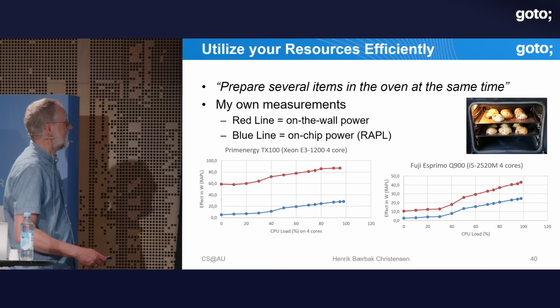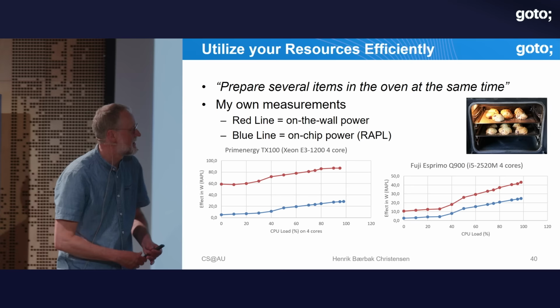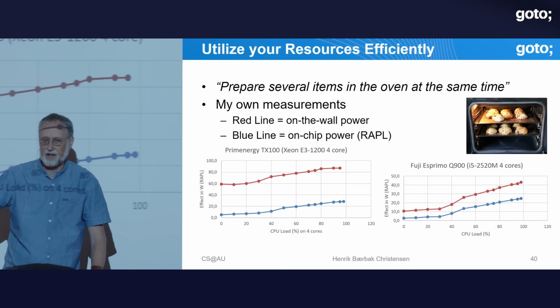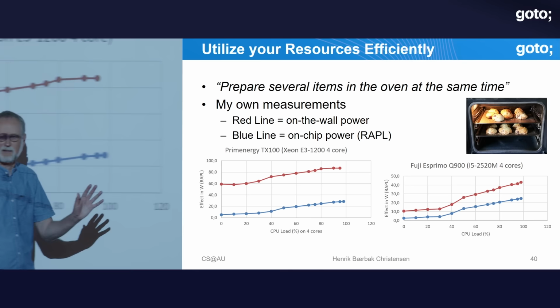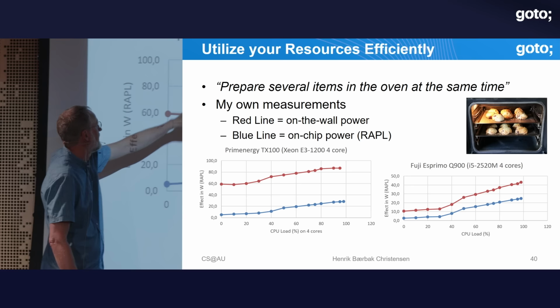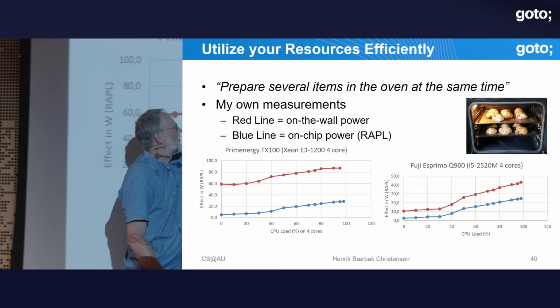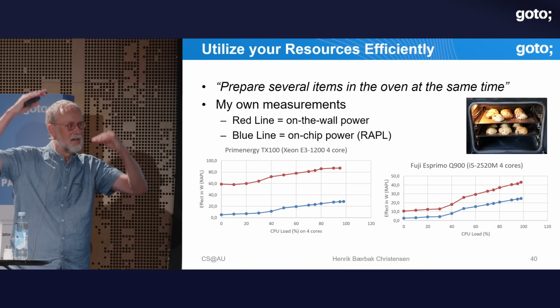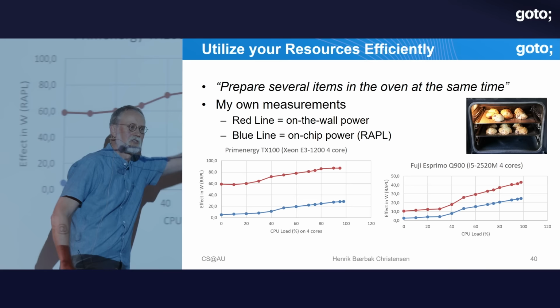Here are the same graphs for this little guy. The red line is the wall outlet power, and the blue line is when I measure on the chip. And the first thing, which is nice, is that they correlate. So the trend is the same. This is for a more common server machine, a Xeon processor, and you see that it's 60% doing nothing and about 90% doing a lot of stuff. So there's less potential difference when it comes to server machines. I think it's because they're built to be doing a lot. But what does that mean?